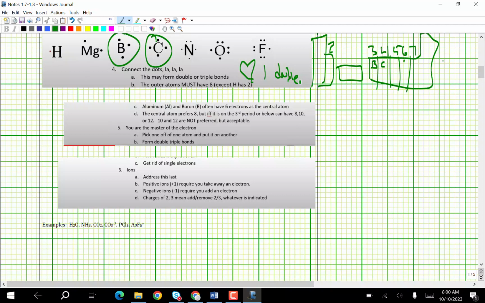Outer atoms must have 8, except hydrogen has 2. Oh, here are my exceptions. Hydrogen has 2. Aluminum and boron have 6. So many exceptions. The central atom prefers to have 8, but if and only if it is on the 3rd period or below, it can have 8, 10, or 12. 10 and 12 are not preferred, but they're acceptable.